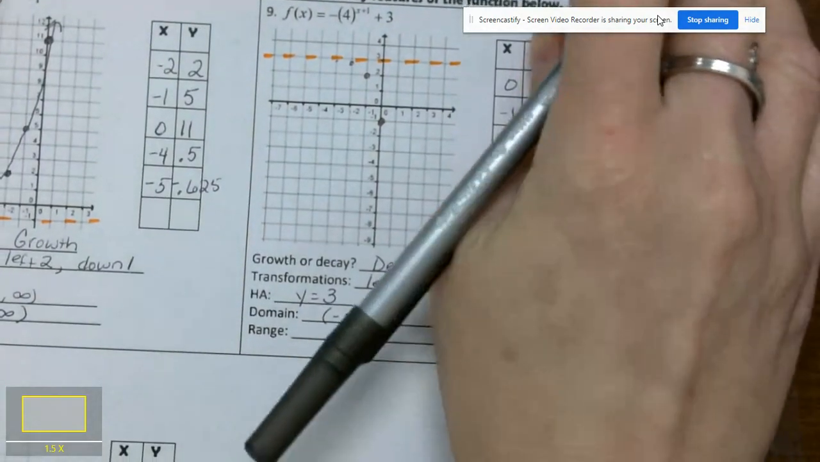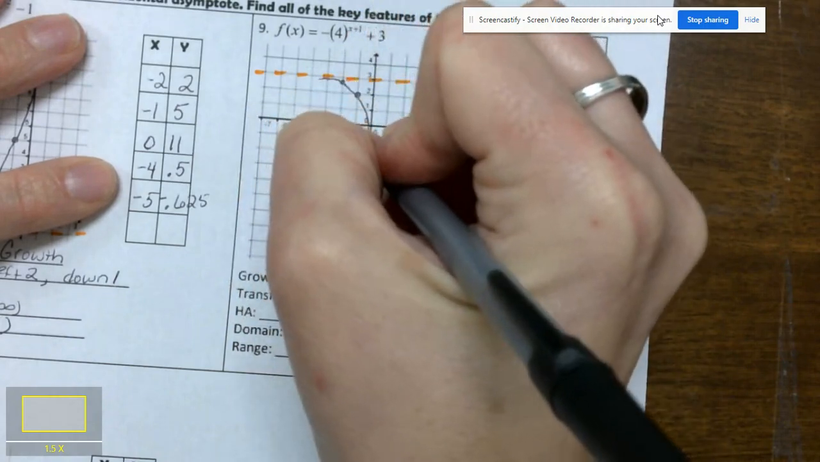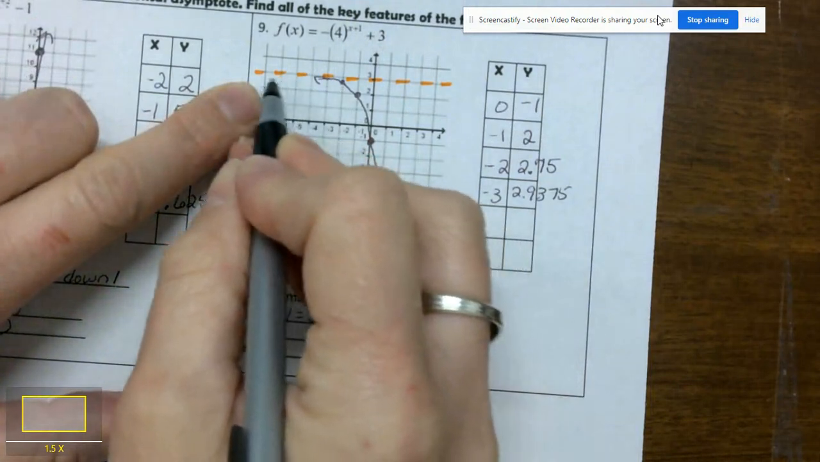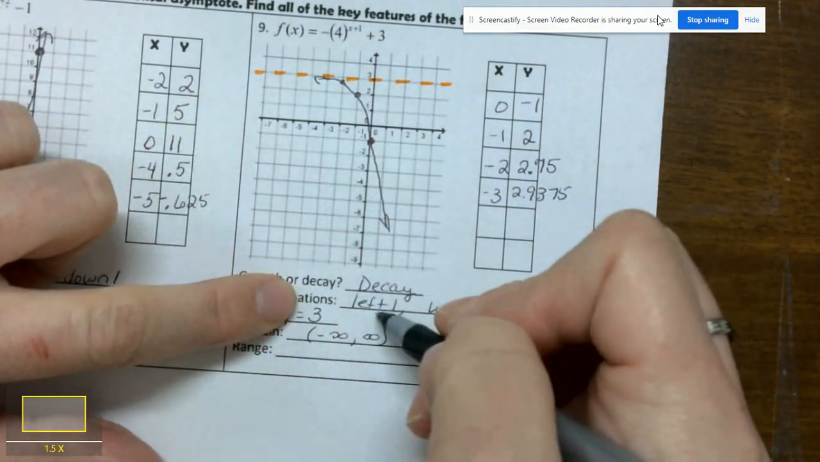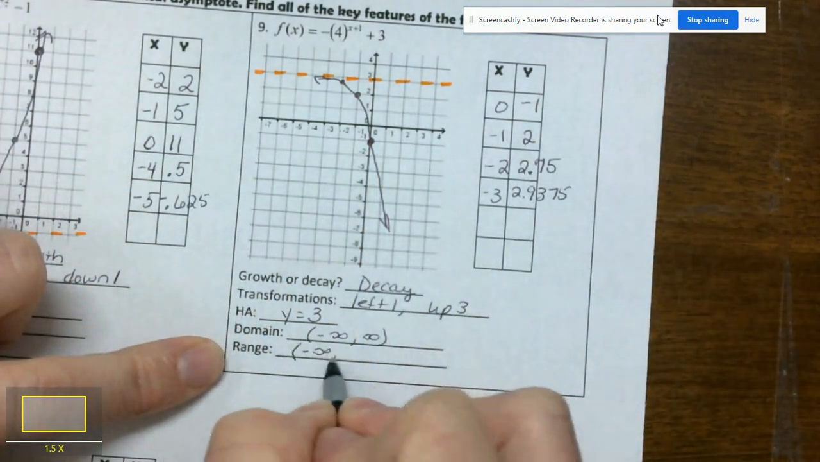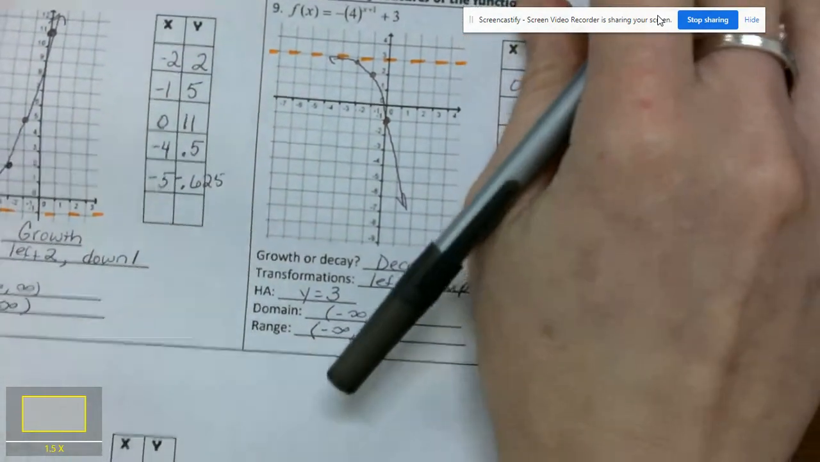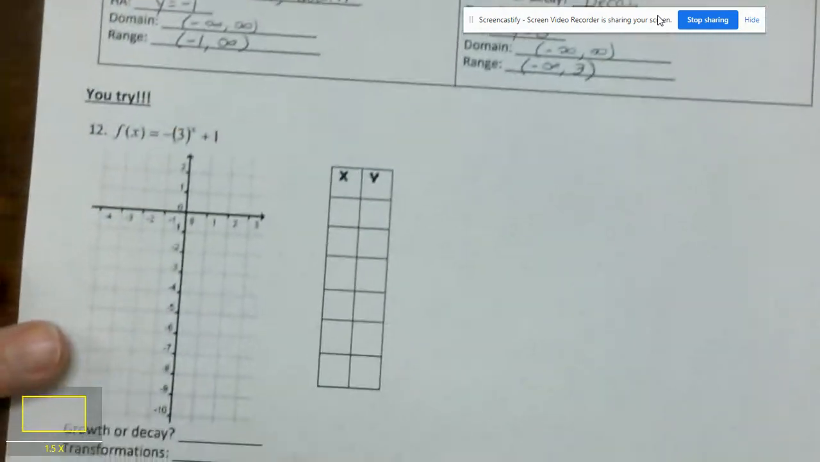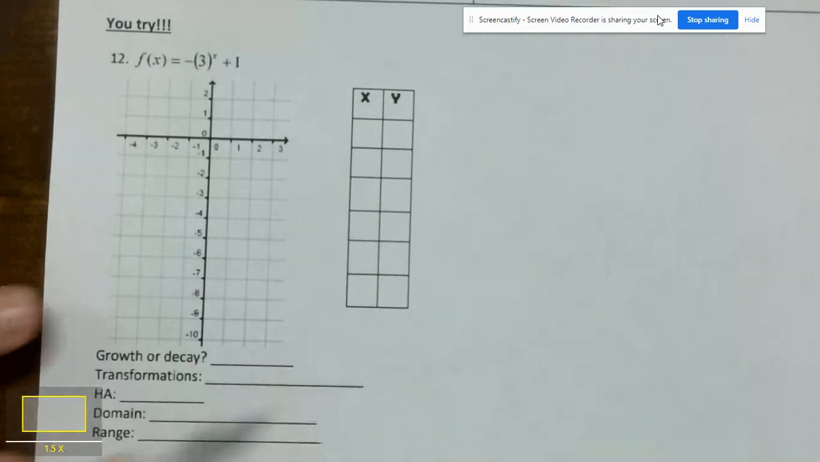Okay, so that means that our graph is going to come down like this and continue that way. And it's going to get closer and closer to that 3, but it's never going to touch it. So all of our values down to -infinity up to 3 is our range. So we're going to have -infinity up to 3. That's going to be our range. Okay, pause the video and try to do this one and see what you come up with.